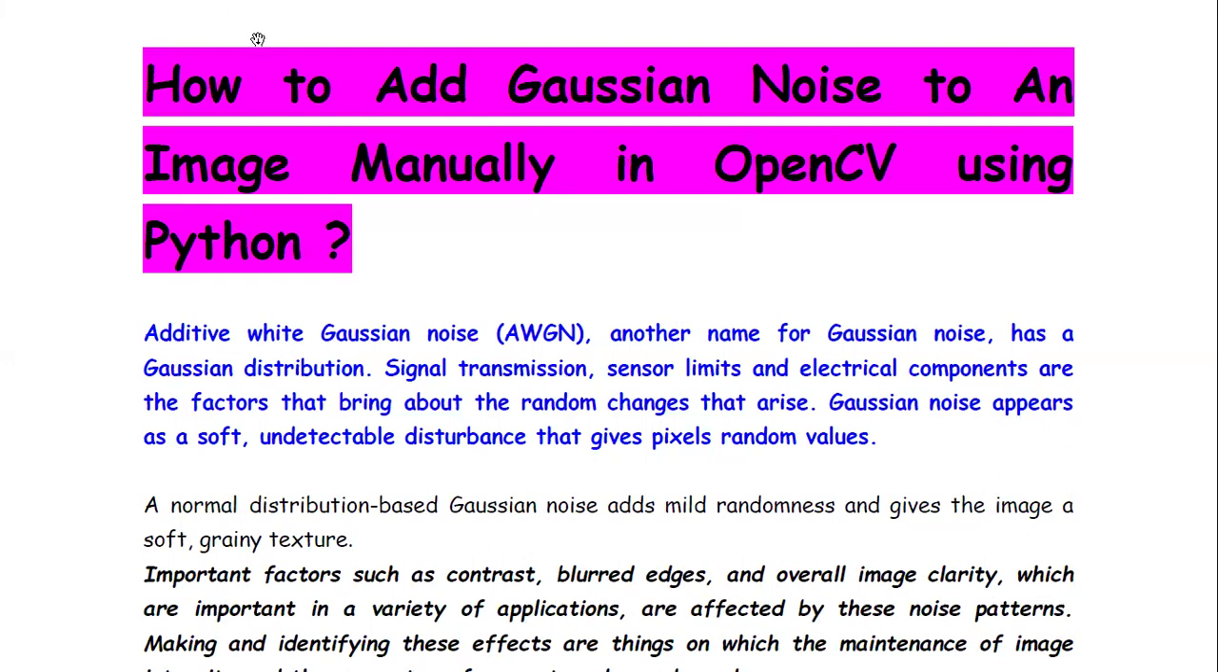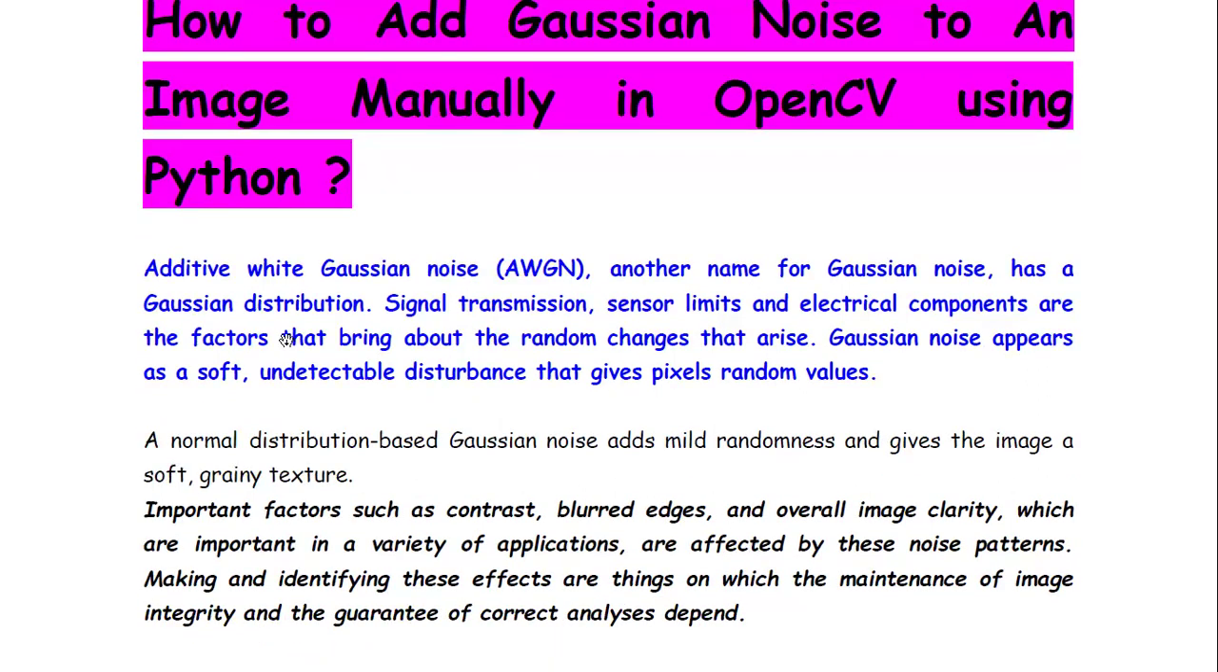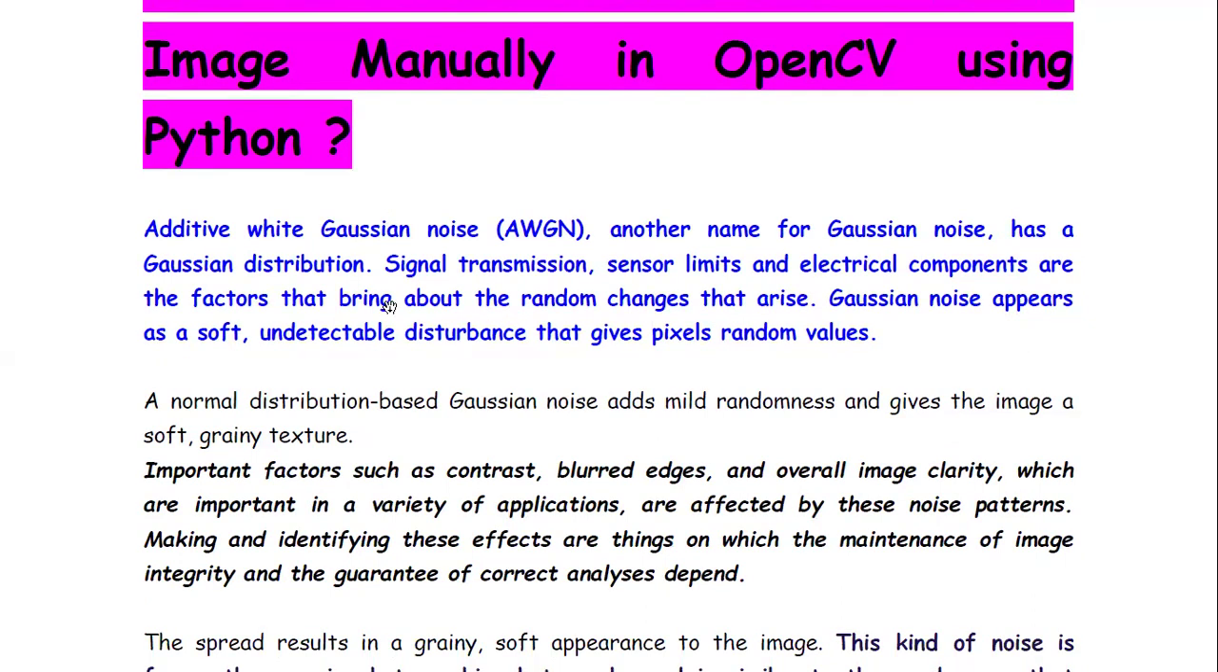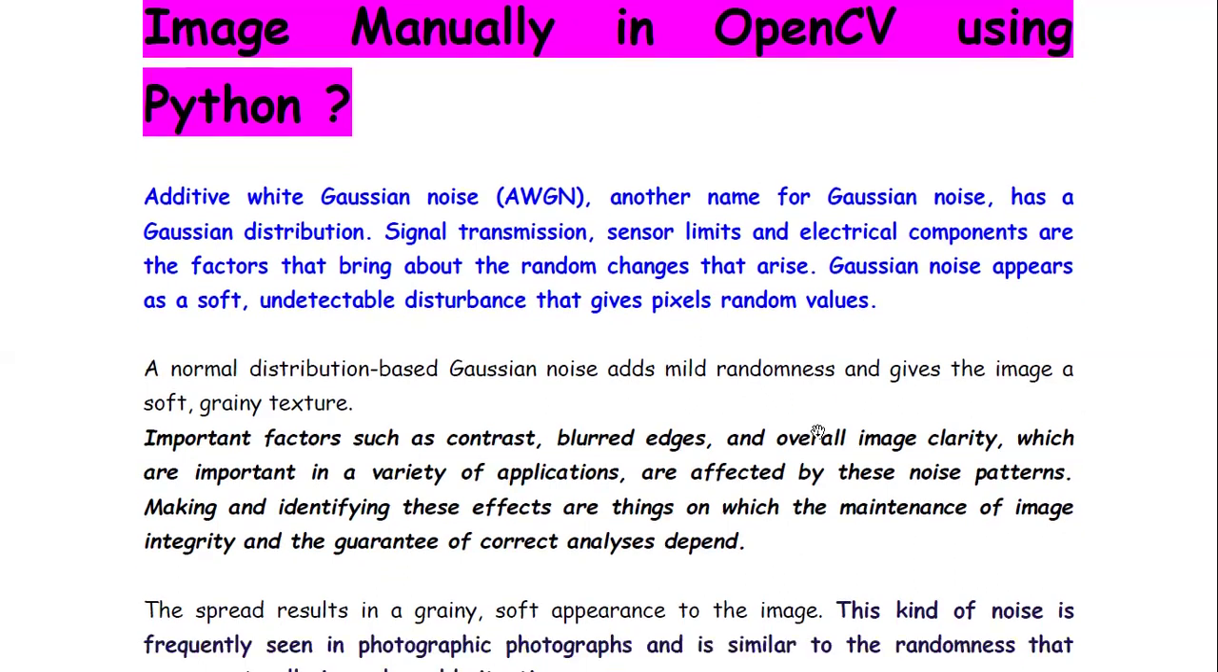Now today in this lecture, we are going to learn how to add Gaussian noise to an image manually in OpenCV using Python. So Gaussian noise, additive white Gaussian noise, AWGN. It has a Gaussian distribution. Remember, in our machine learning lectures, I have discussed what is Gaussian distribution, normal distribution, right? So you got it. Gaussian noise is also known as additive white Gaussian noise. And why we call it like that, I'll show you after the implementation, and from the result, you'll get to know about this.